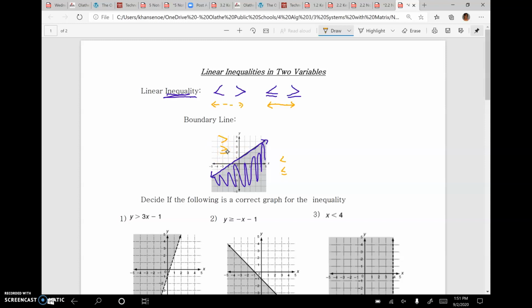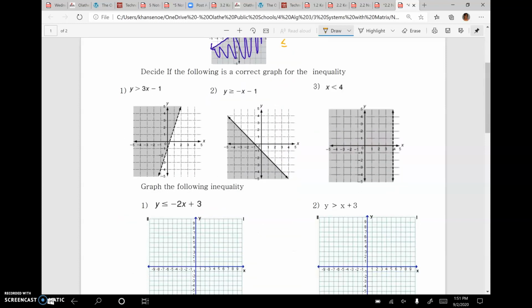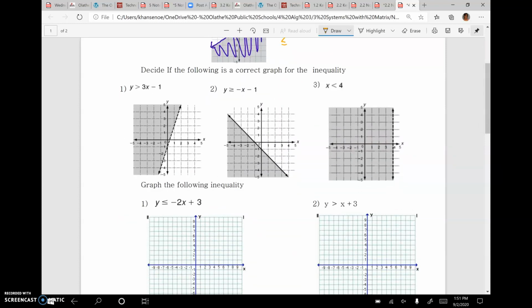Okay, so let's decide if the graphs are correct on these next few inequalities. So first let's actually check the graph to see if it's correct. So to graph this, I would go down to -1 and then my slope. My slope here, remember we already talked about how to graph, and my y-intercept is -1. So I'd go down to -1, I'd go up 1, 2, 3 over 1. So looks like that is correct.